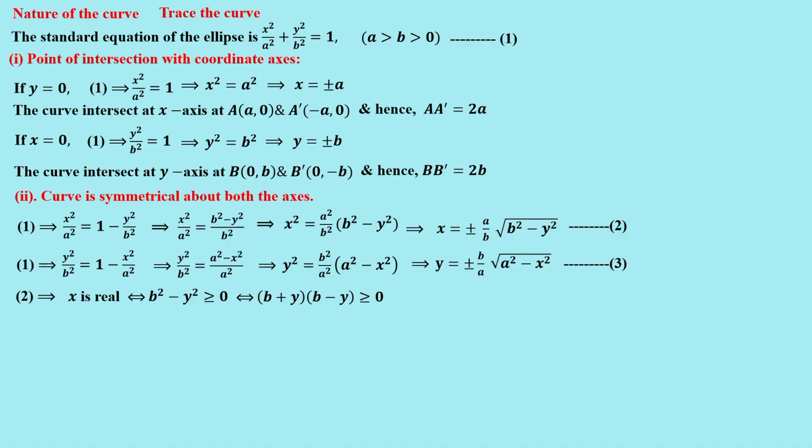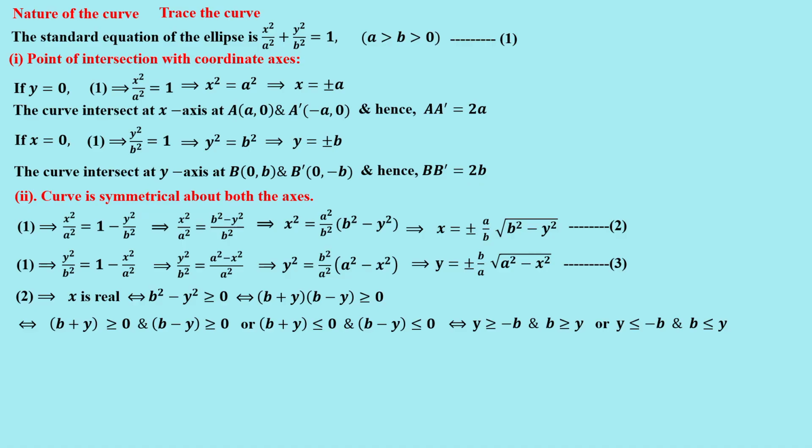So we will see the possibilities. If the product of two terms is greater than or equal to 0, that means either both terms should be positive, b plus y greater than or equal to 0 and b minus y greater than or equal to 0, since the product of two positive terms is positive, or both terms should be negative, since the product of two negative terms is positive: b plus y less than or equal to 0 and b minus y less than or equal to 0. So these are all the possibilities.